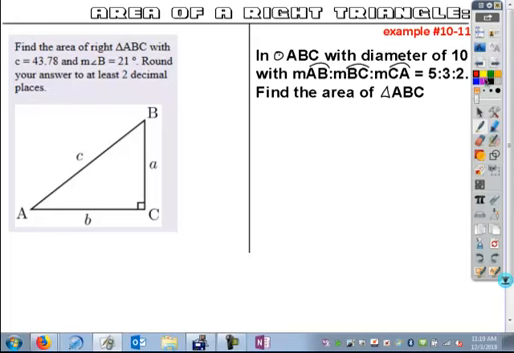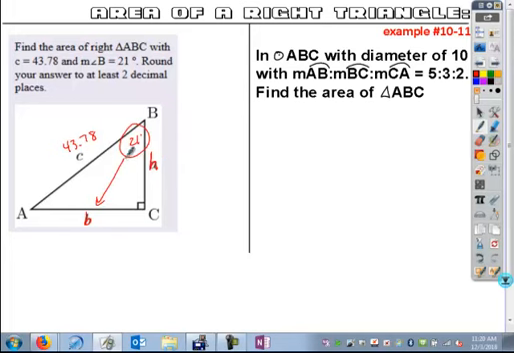So when I set this up, I have a hypotenuse of 43.78, an angle B of 21 degrees. I'm going to keep this as B, but I'm going to call this H because my area is going to be 1/2 base times height. So the first thing I'm going to do is find my B value.